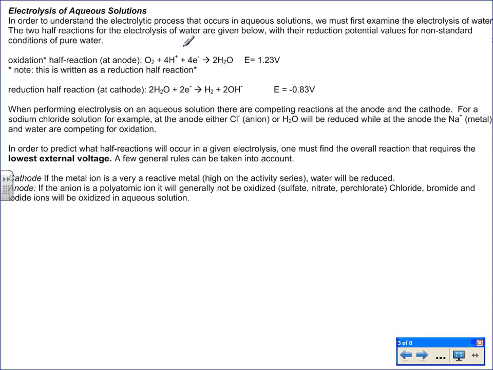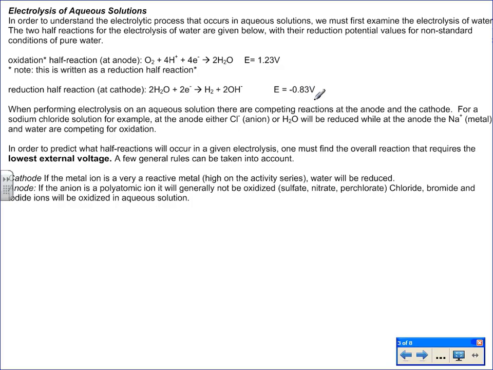So this is the possible oxidation reaction for water. Water can be oxidized to produce oxygen and hydrogen ions, and its cell potential is 1.23. And water can also be reduced. So water can gain electrons and produce hydroxide and hydrogen with this particular cell potential.